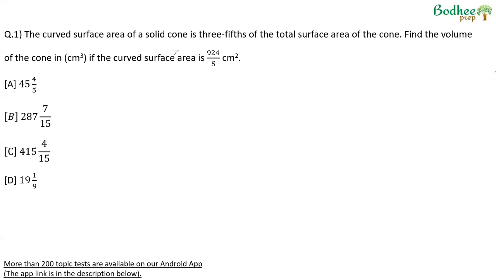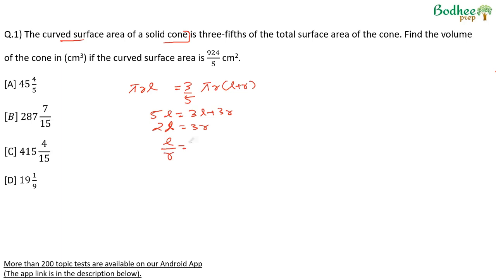The curved surface area of a solid cone is 3/5 of the total surface area of the cone. Now, curved surface area of a cone is nothing but pi RL, and the total surface area is pi R into L plus R. This is 3/5 of this. Pi R cancels. So 5L is equal to 3L plus 3R, 2L is equal to 3R. Therefore, we get the ratio between L and R as 3/2.